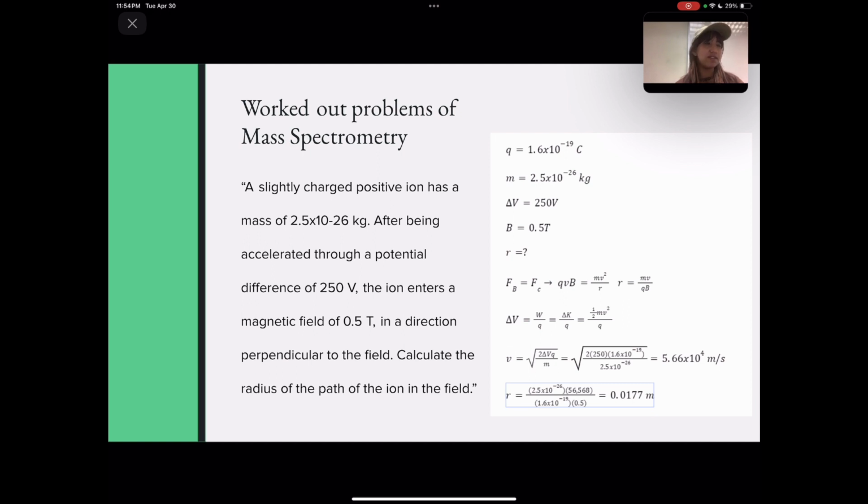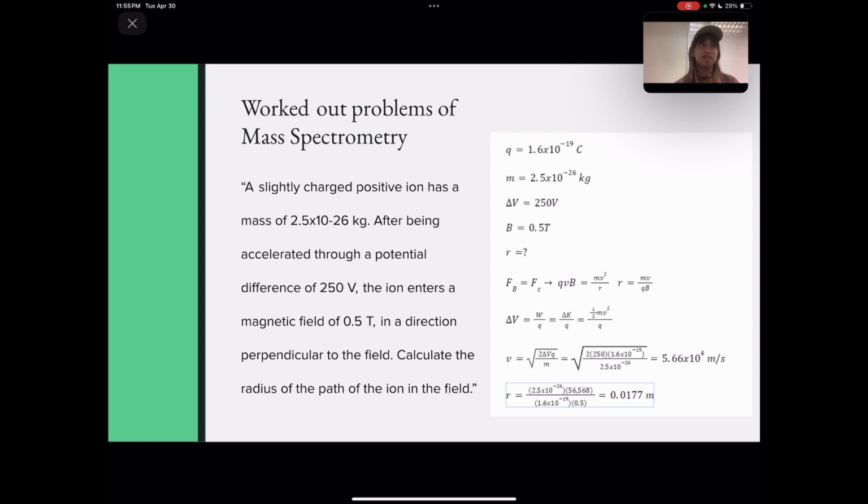But since we needed to find V to be able to find R, we will have to rearrange another equation to be able to find what V equals, using our known equations. So we have our potential difference, which would be equal to W over Q, or the same thing as the change in kinetic energy over charge, which would just be 1/2 MV squared over Q. So rearranging all this, we can get V equals the square root of 2 delta V Q over M.